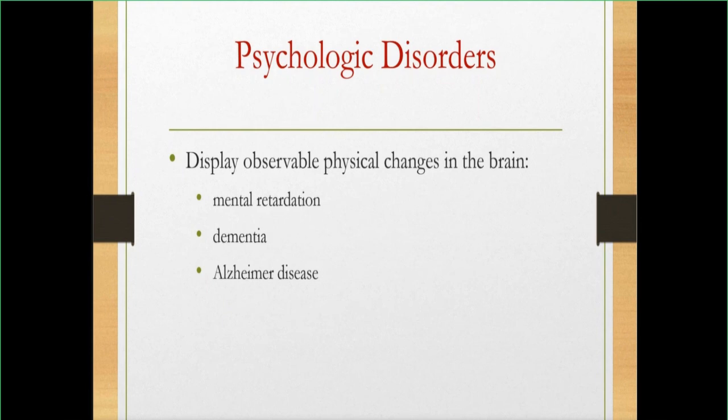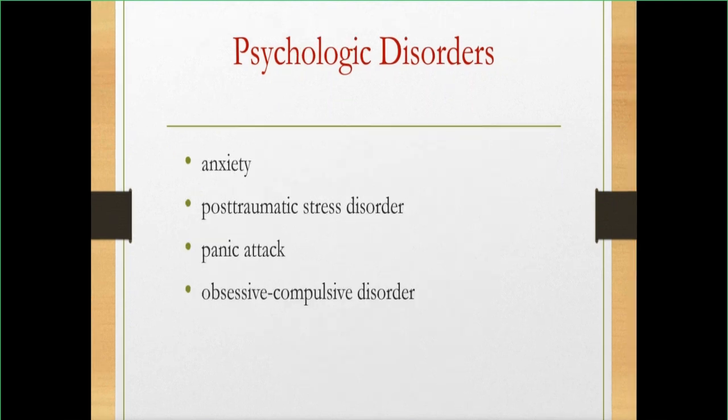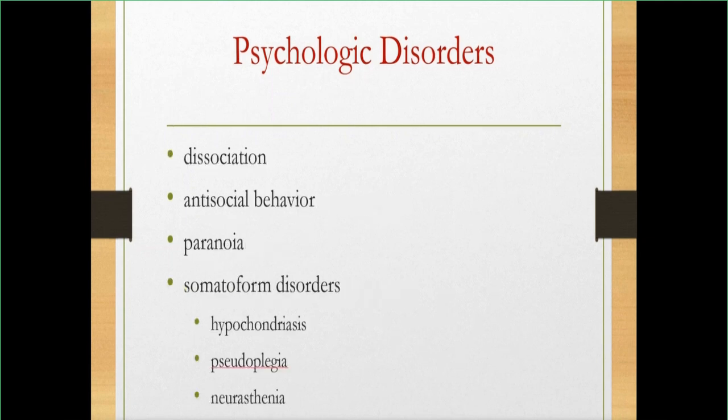We will also learn about diseases that display observable physical changes in the brain, such as mental retardation, dementia, and Alzheimer's disease. In addition, we will learn about anxiety, post-traumatic stress disorder, PTSD, panic attacks, and obsessive-compulsive disorders, OCD, and dissociation, antisocial behaviors, paranoia, somatoform disorders, hypochondriasis, pseudoplegia, neurasthenia.